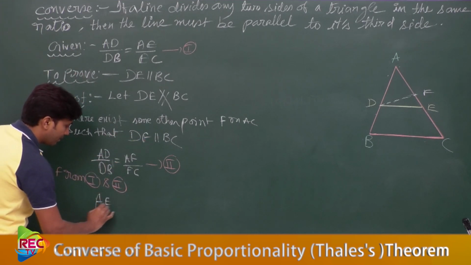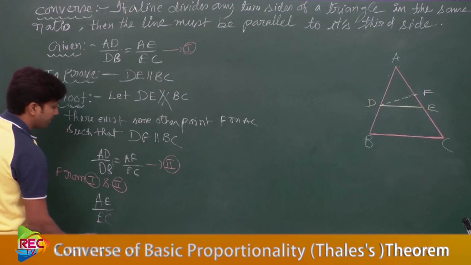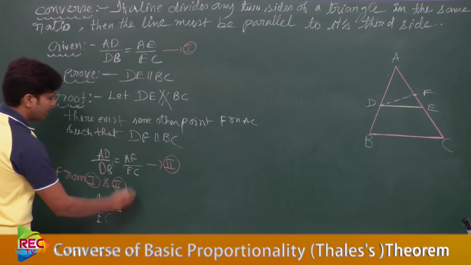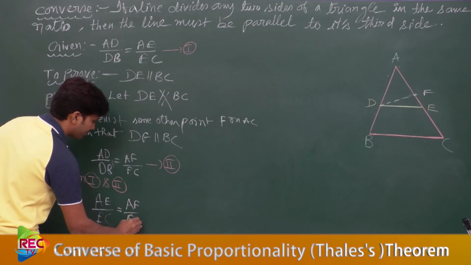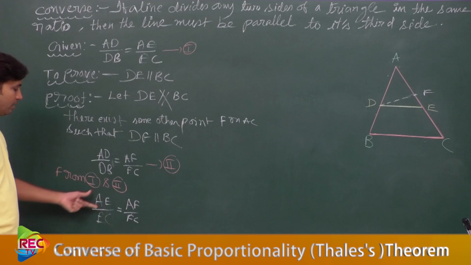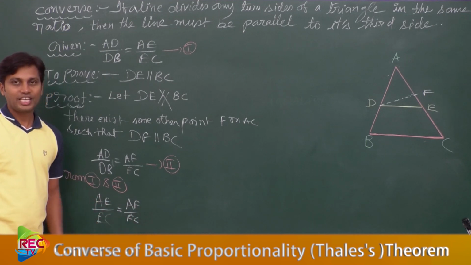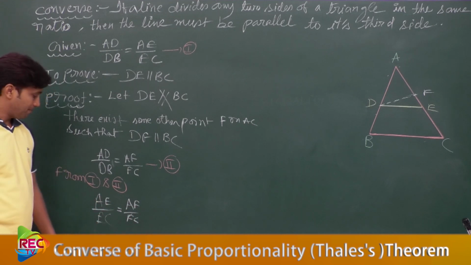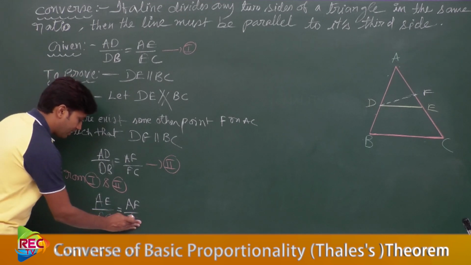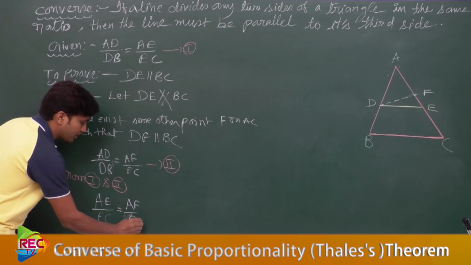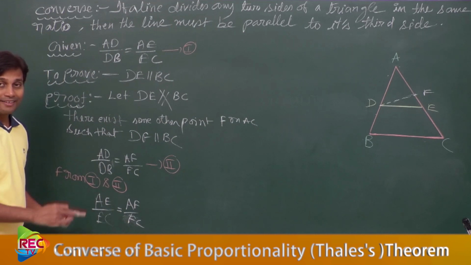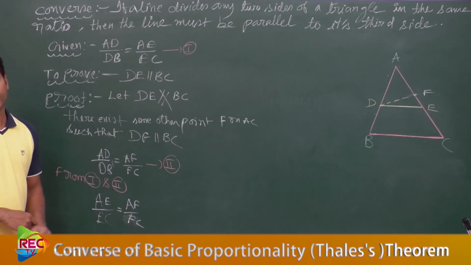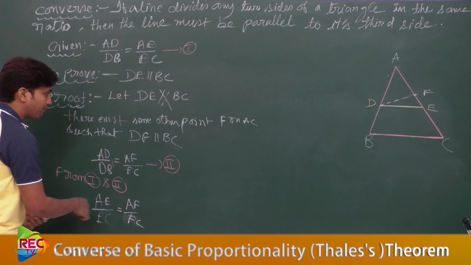Then from 1 and 2 what can we say? AE by EC equal to AF by FC. Now FC or CF, whatever, is the same. Now for my convenience, I want to add 1 on both sides of this condition. Can we do this or not? Yes, the value remains same. So add 1 on both sides.